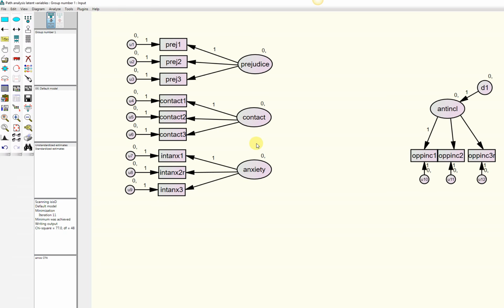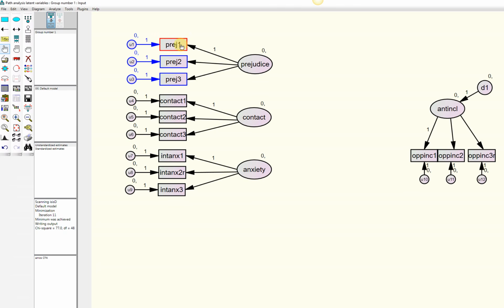The next step is I'm going to move anxiety and prejudice to be more proximal here. I don't have to do this, I could, but I want to keep this kind of clean. So again, I'm going to select one object at a time, and I'm just going to move these.